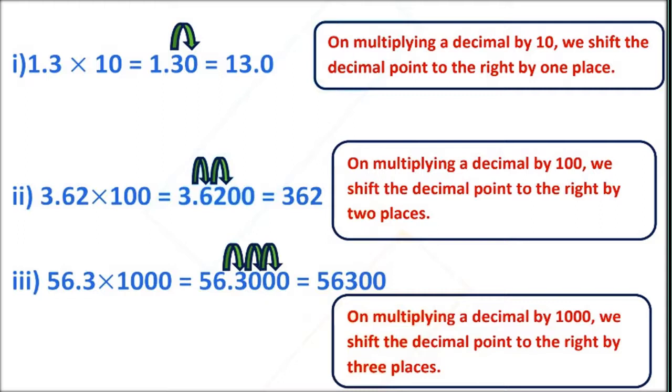The same happens whenever we multiply a decimal by 100. We can see that in 100 we have two zeros. So whenever we multiply a decimal by 100, we will shift the decimal point to the right by two places. Understood? The same happens when multiplying a decimal by 1000. In 1000 we have three zeros, so we will shift the decimal point to the right by three places.